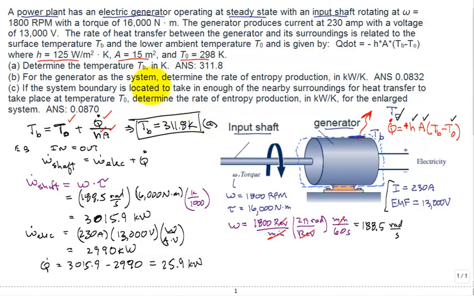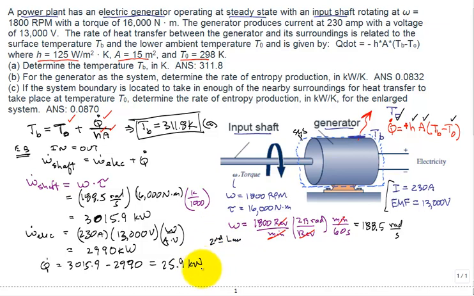Okay, for the generator as the system, determine the rate of entropy production. So how do we calculate the rate of entropy production? Well, we don't use the energy balance. We've already used that. We use an entropy balance, or second law.